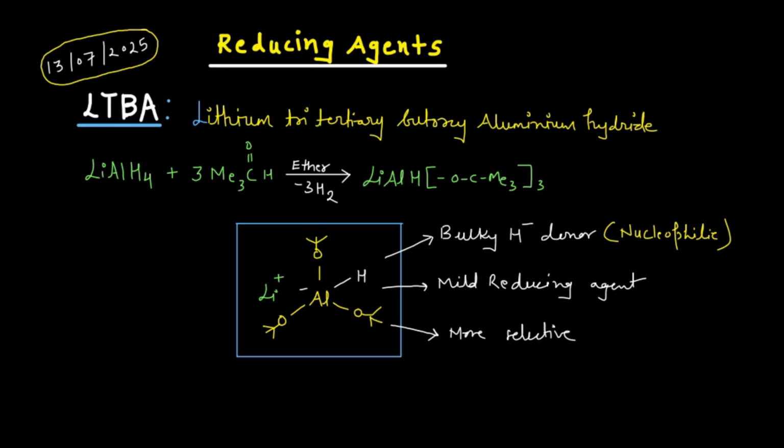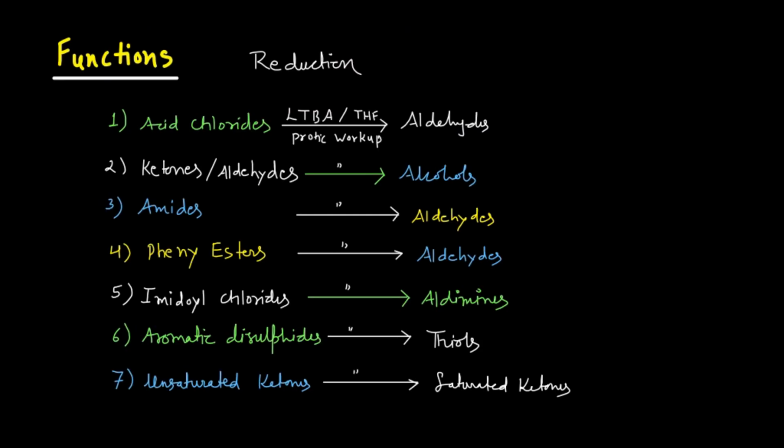Okay, and then you can see here it is more selective in nature. More selective means if you have more than one kind of functional group present in the molecule, then this LTBA will attack only a particular functional group. And what kind of functional group it can attack, and what functional groups it cannot attack, or will leave as such, we will discuss in a little while. Okay, right.